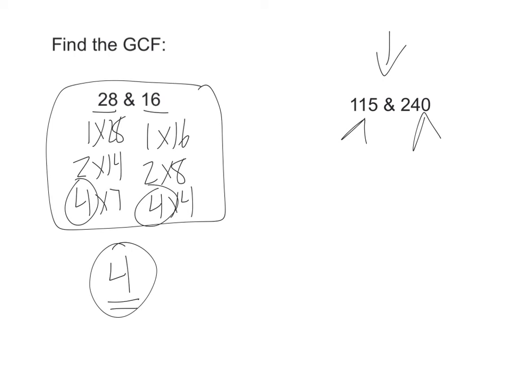Another way to do this is to do prime factorization or a factor tree for each. So for 115, I'm going to split that up. I'm going to use 5. Let's see. 5 times 23. And that you could find on your multiplication table. Both of those are prime.